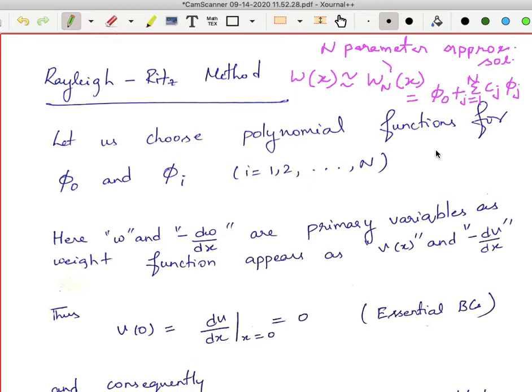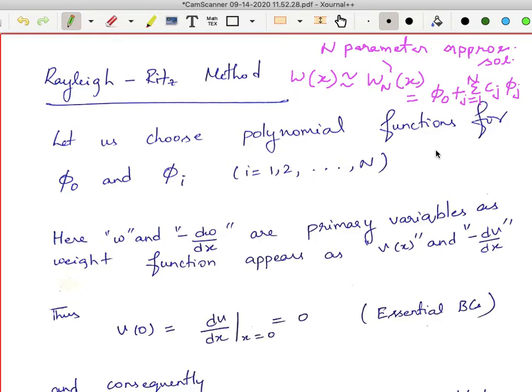Whenever we are solving problems in one dimension, we normally use two kinds of functions for phi naught and phi j: polynomial functions and trigonometric functions. Polynomial functions means 1, x, x square, x cubed, and so on. Trigonometric functions means something like sine pi x, sine 2 pi x, sine 3 pi x, like that. Now in this case, for beam bending, what do you think will be the appropriate choice of approximation functions?